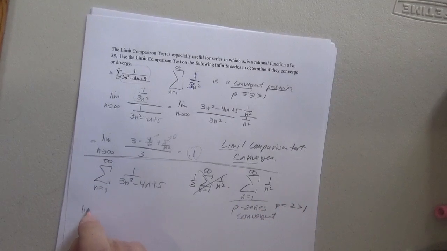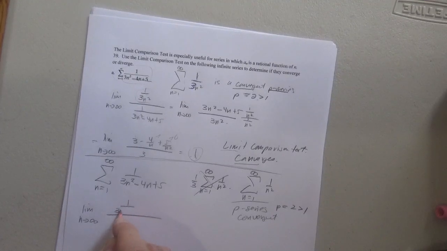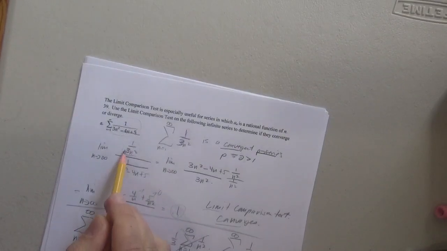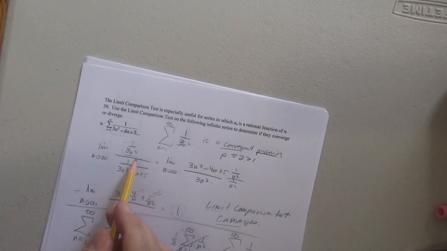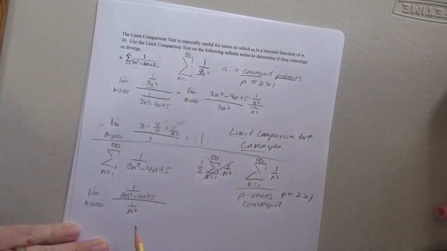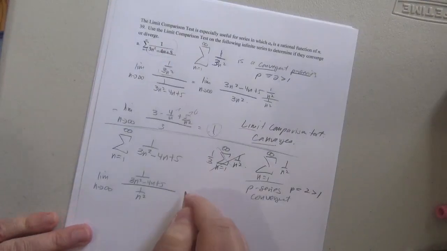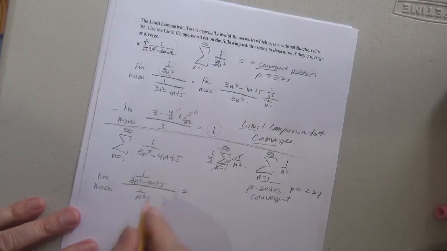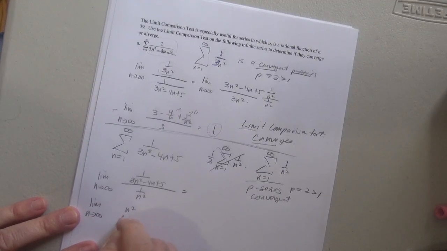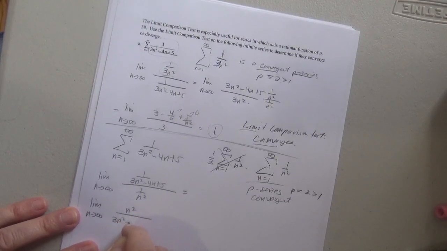So if I set this limit up, I'm going to do it a little faster this time. 3n squared minus 4n plus 5, and 1/n squared. Notice in this case, this time I had the n squared term up top and then the original series down in the denominator. I flip-flopped it for this problem. It doesn't really matter. So I'm going to flip and multiply, so I get the limit as n goes to infinity of n squared over 3n squared minus 4n plus 5.